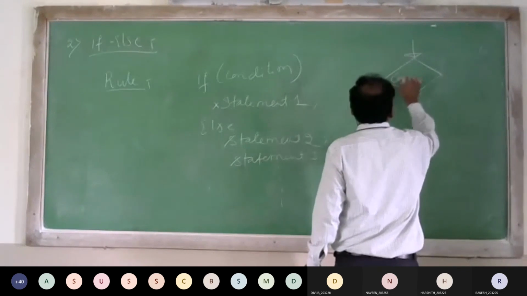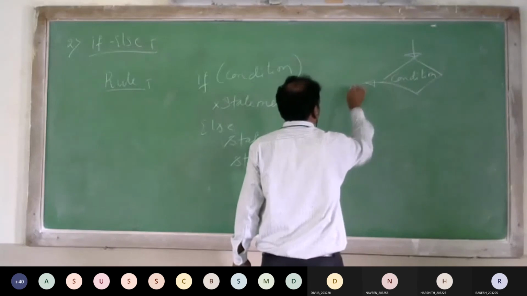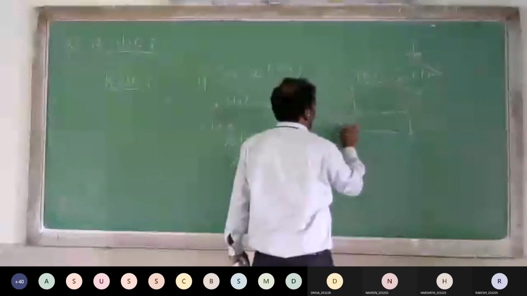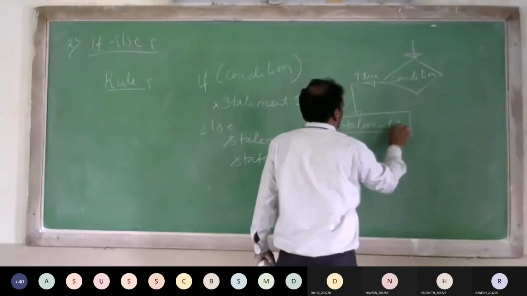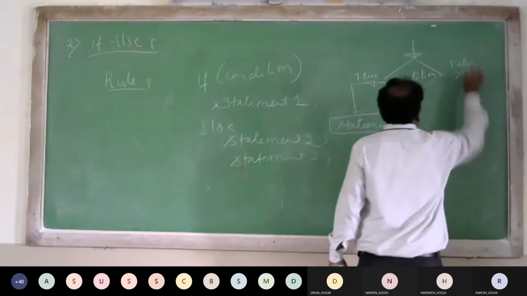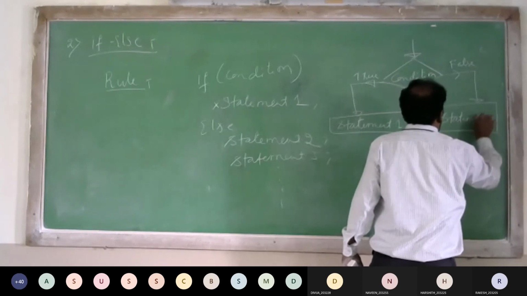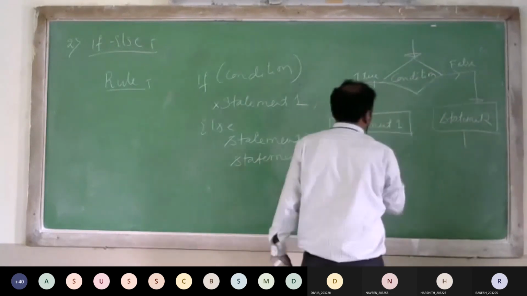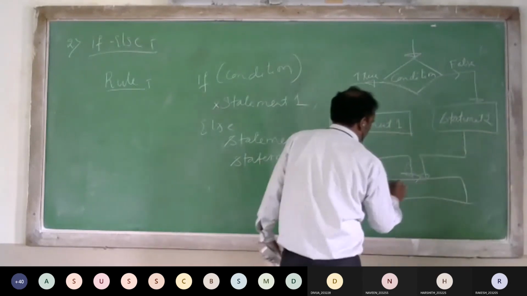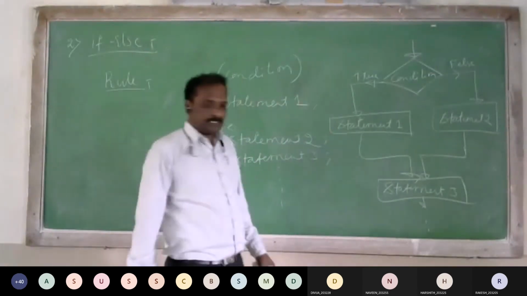Now, condition. If the condition is true, then statement 1 is executed. If it is false, then statement 2 is executed. Statement 3 is the common statement. Statement 3 and remaining all the statements are executed.